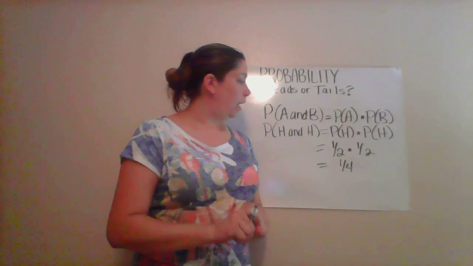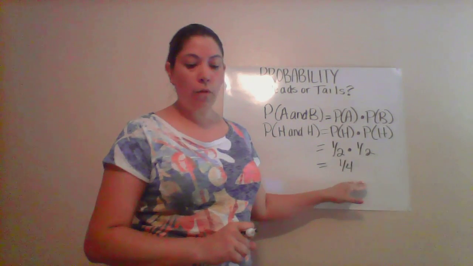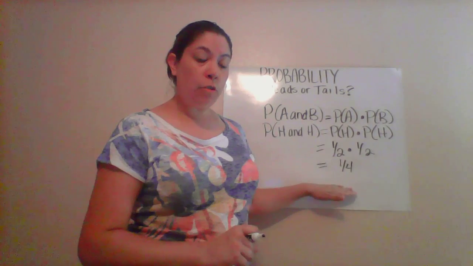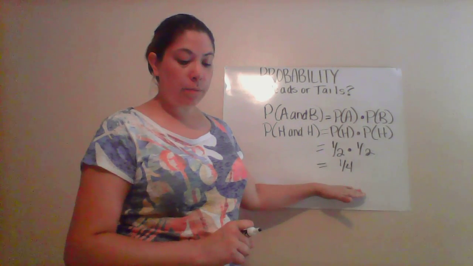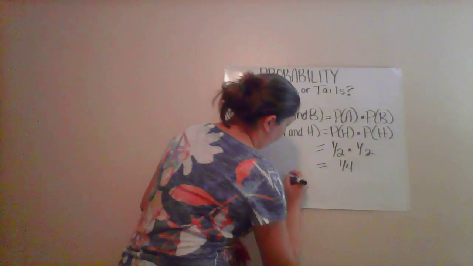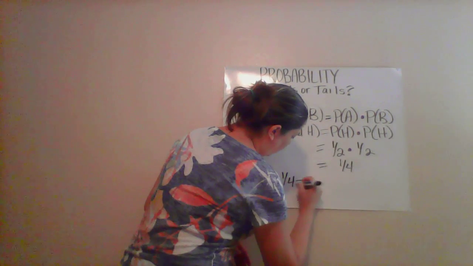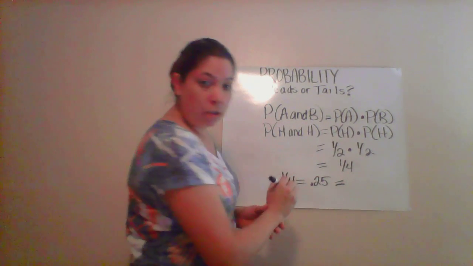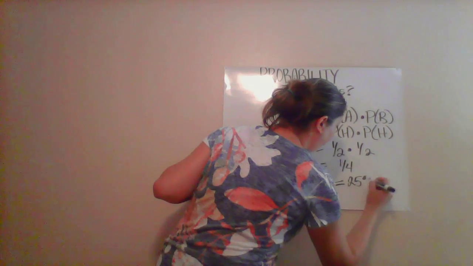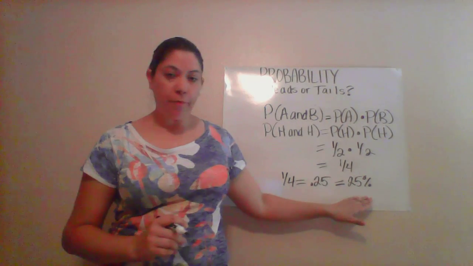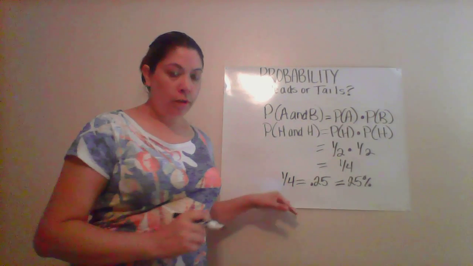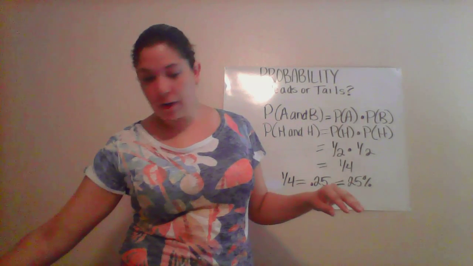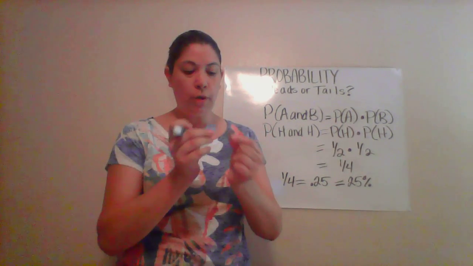Okay, so we're back, and we have 1/4 as our answer. If we want to express our answer as a decimal or a percentage, we would just convert that. So 1/4 expressed as a decimal would be 0.25, and as a percentage, it would be 25%. So we have a 25% chance, or 1/4 chance, of both of our coins landing on heads. 2 heads. Okay?